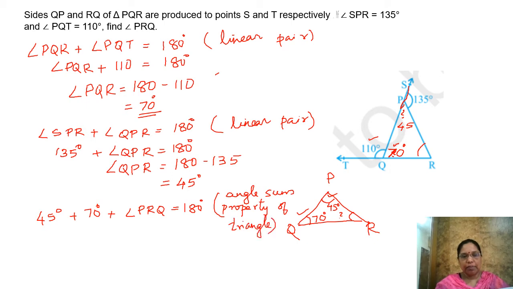45 plus 70 is how much? 115 plus angle PRQ is equal to 180. Then what is angle PRQ? 180 minus 115. What is the answer? 65 degree.